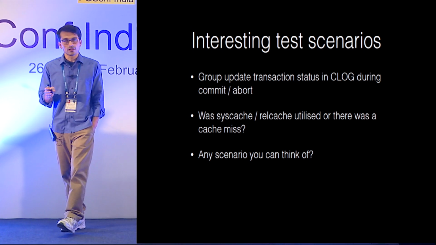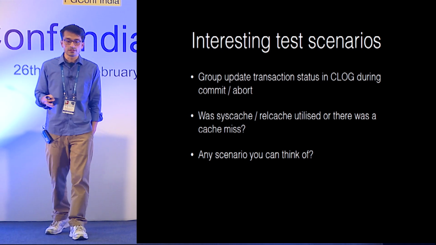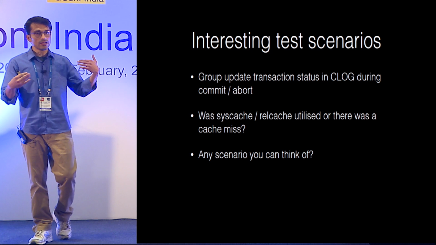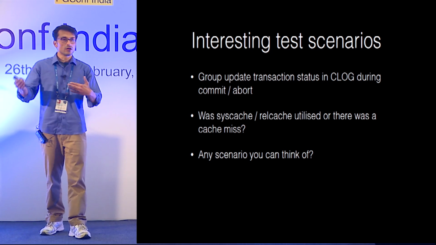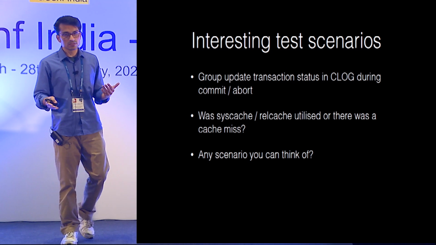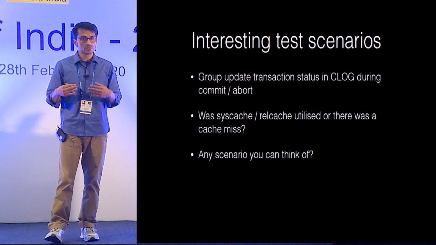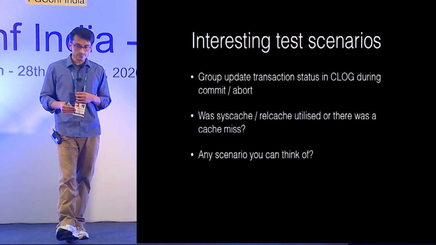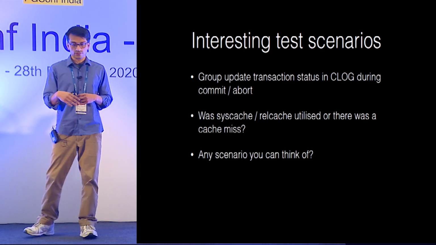So yeah, a couple more scenarios. Just throwing it out there, there are too many things that are complex to implement using the existing test framework. Group commit is another example, where you have to have multiple transactions lining up to update the commit log status. It's a performance optimization, but how do we guarantee that this performance optimization is taking place in the presence of concurrent transactions? So these things are very hard to implement using the existing test frameworks.